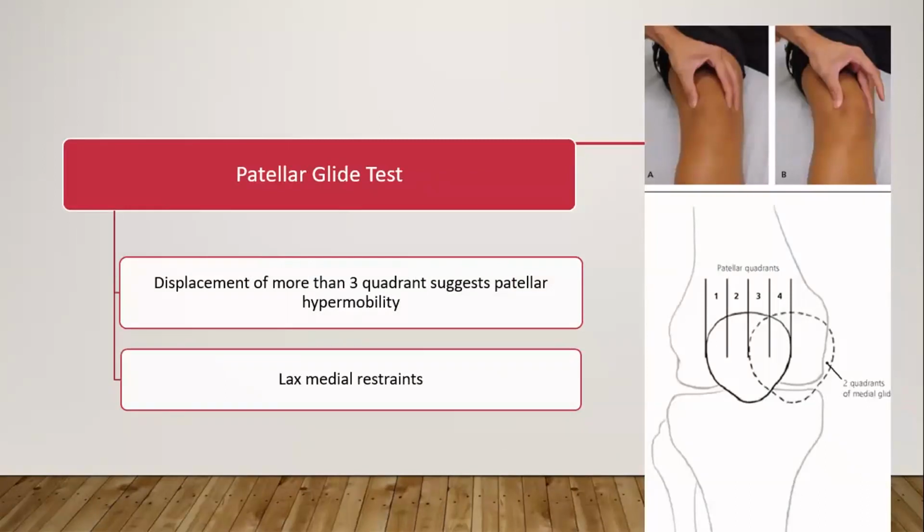4 patterns are made in the patella. If the patella is moved medially and laterally, if the patella is able to move within the 2 quadrants, then it is normal. If the displacement is more than 3 quadrants, then it suggests patellar hypermobility. It shows that there is medial restraint.